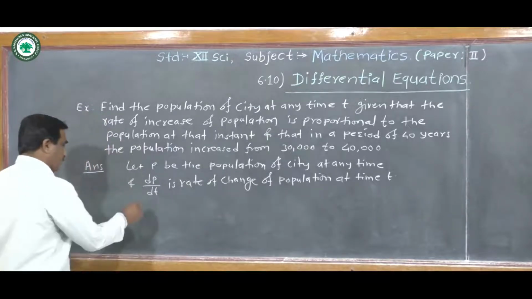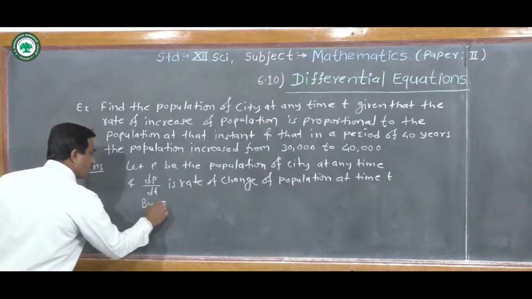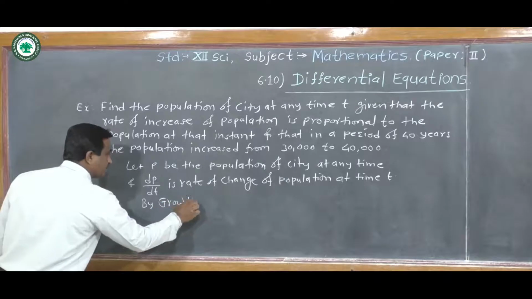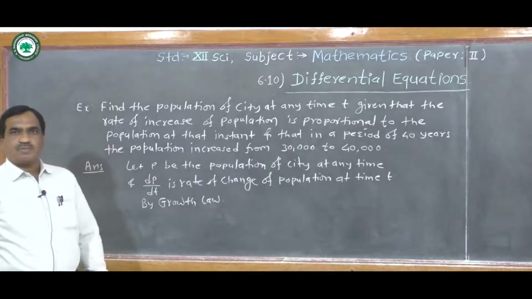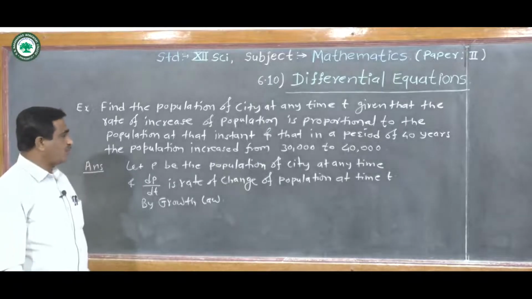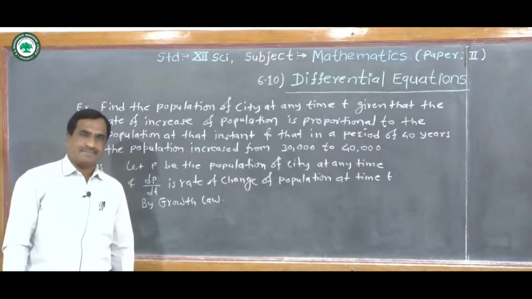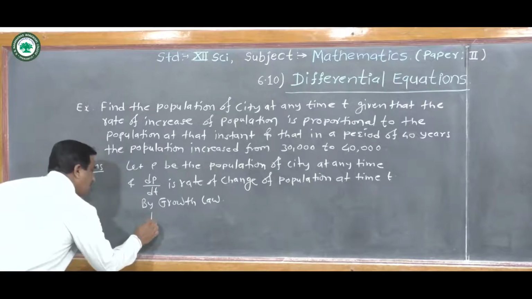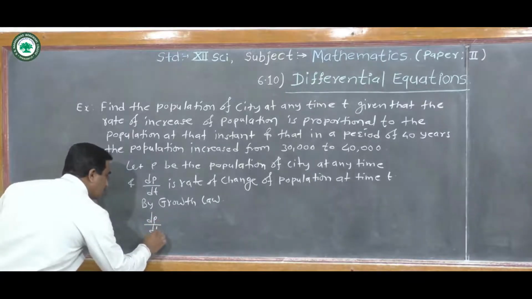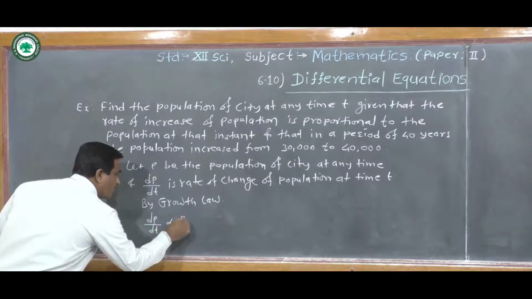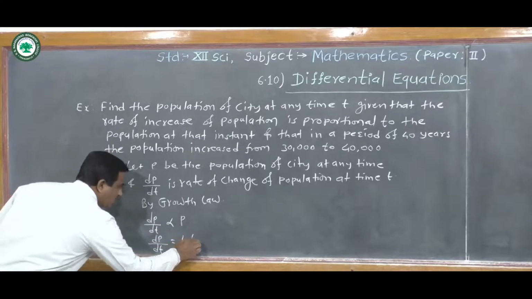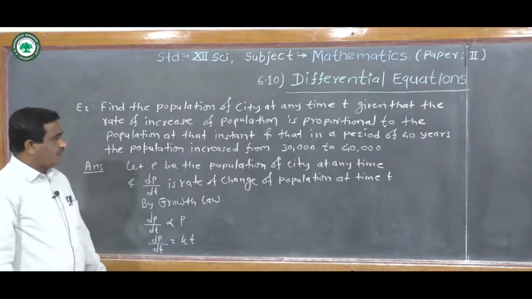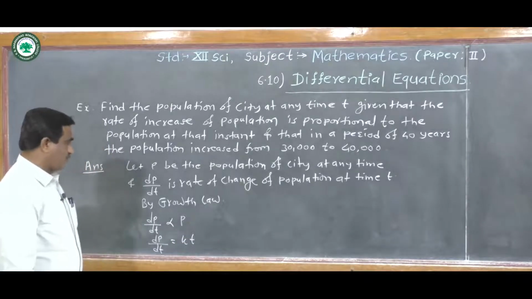Okay, we have to use here growth law. By growth law, the rate of change of population is proportional to the population at that time. Therefore, dP by dt is proportional to P. That is, we can write dP by dt is equal to k into P, where k is a constant term which is greater than 0.